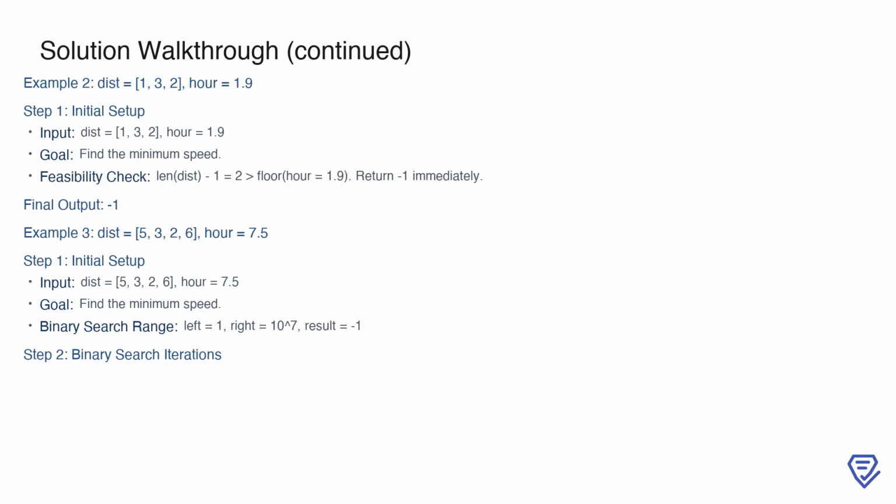Now, considering a new example where the distances are still 1, 3, 2, but the allowed travel time is reduced to 1.9 hours, we begin with the same initialization steps. However, before starting the binary search, we check the feasibility of the problem. Here, the number of train segments - 1 is 2, which is greater than the floor of the allowed time, 1.